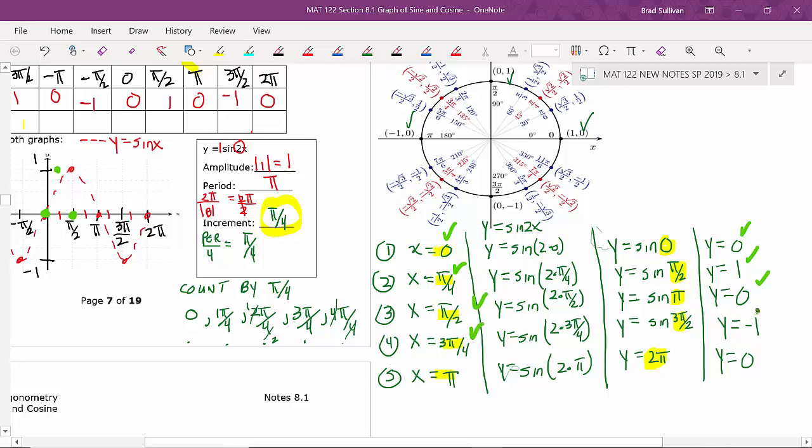And then 3 pi over 4, -1, which is down there. And then finally pi, 0. So what we've done is we got 5 key points to cycle through this new period, and then just go ahead and connect that into a curve. So that's one period right there.